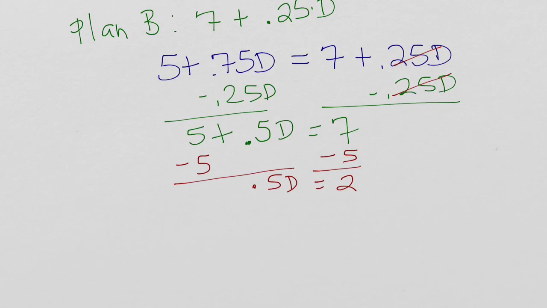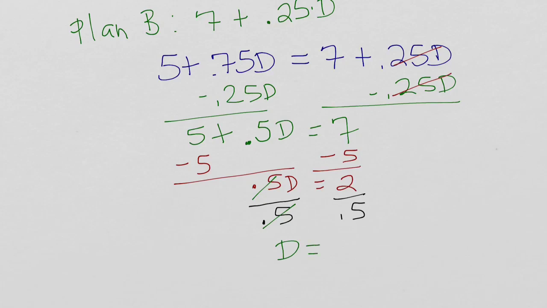So now we got to get rid of the 0.5 coefficient in front of D. So there's several ways of doing this. You could divide, for instance, by 0.5. Just be super careful here. These guys cancel, the 0.5, so you end up with D. What is 2 divided by 0.5?